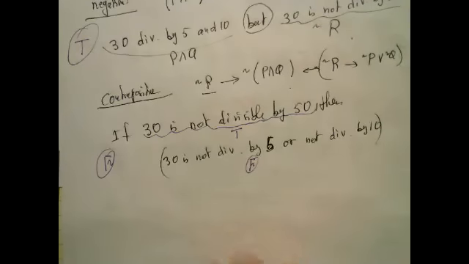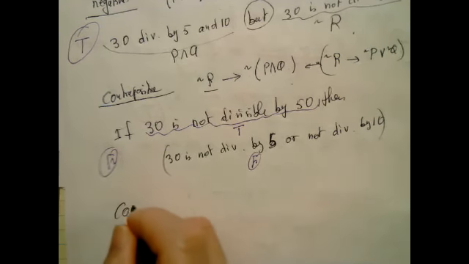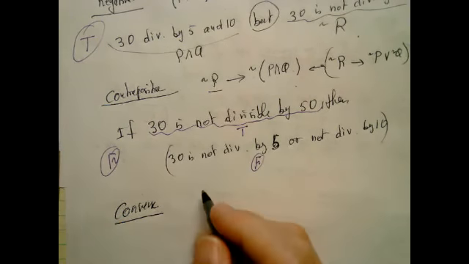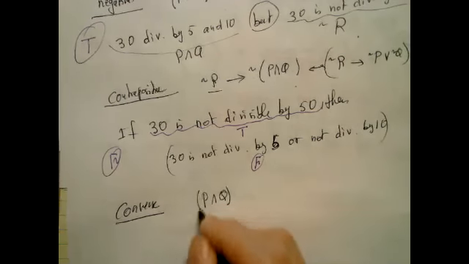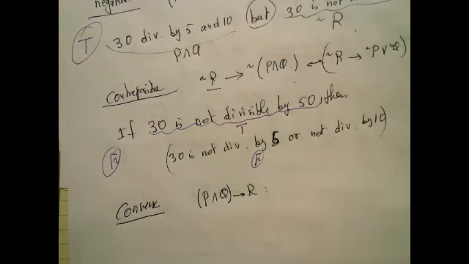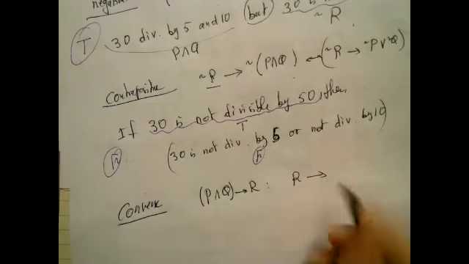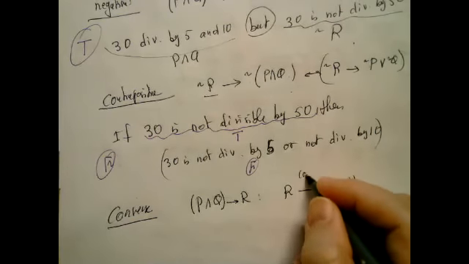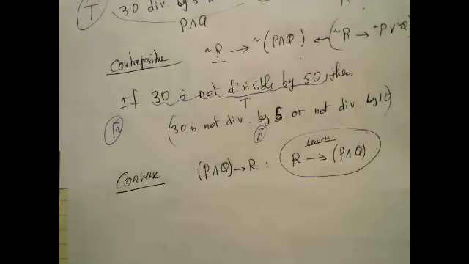All right, finally, the converse. The converse is usually not problematic at all because you just switch things around. So I have if P and Q, then R. So the converse is going to be the following. The converse is going to be if R, then P and Q. So there is nothing really here, that's the converse. And the converse could be true.